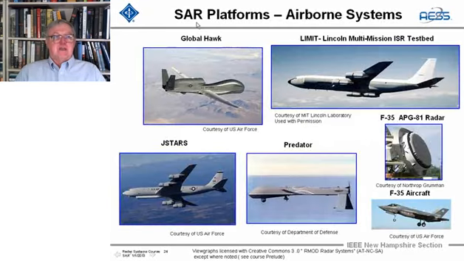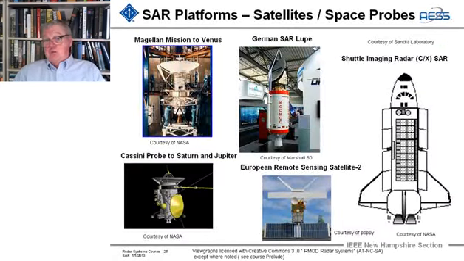First, let's look at synthetic aperture platforms for airborne systems. I already showed you the F-35 and the APG-81. This is a little bigger, easier for you to see. You've got the Lincoln Lab experimental testbed. There's a SAR in the Global Hawk unmanned air vehicle. Predator has a synthetic aperture radar in it along with other sensors. And Joint STARS, as we looked earlier at the history, has one. So here's some of them we've already seen, and there are others too.